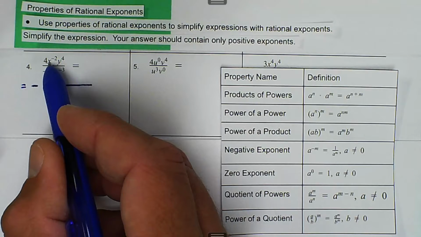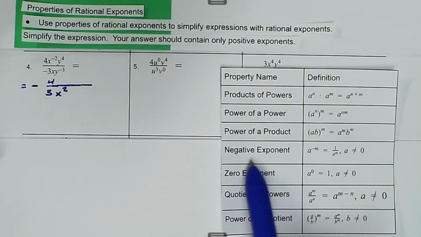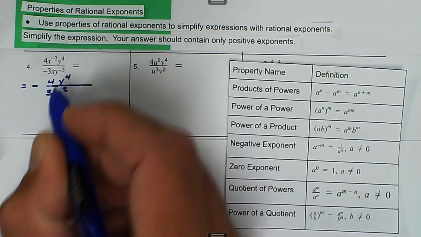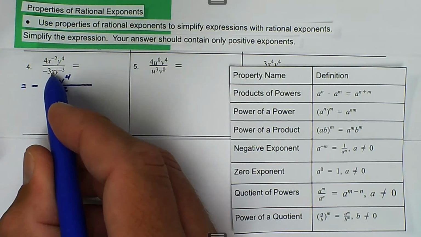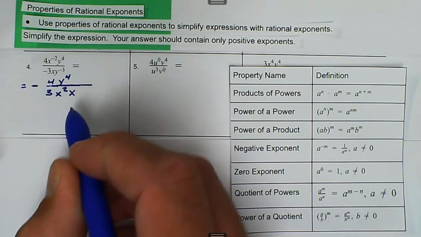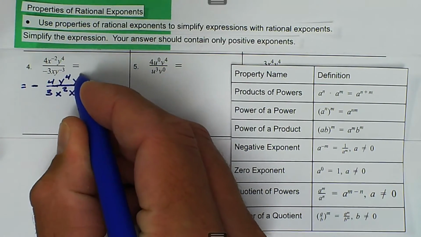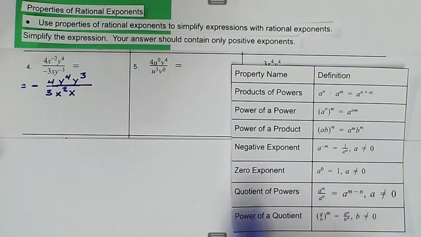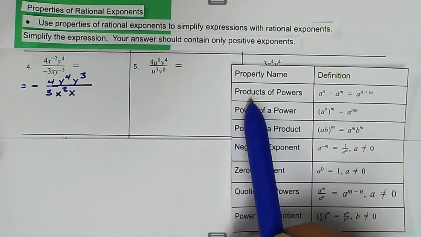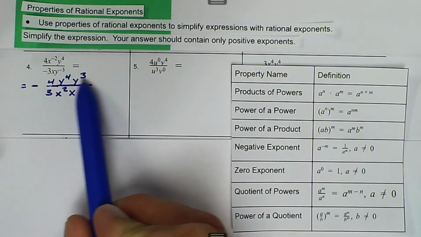So x to the negative 2, I can write that in the denominator as x squared because of the negative exponent rule. Y to the 4th stays in the numerator. The 3 is already there. The x stays in the denominator, and y to the negative 3 gets moved to the numerator as positive because of the negative exponent. Now at this point, we have products of powers, so we have the same base joined by multiplication, so we can add the exponents.